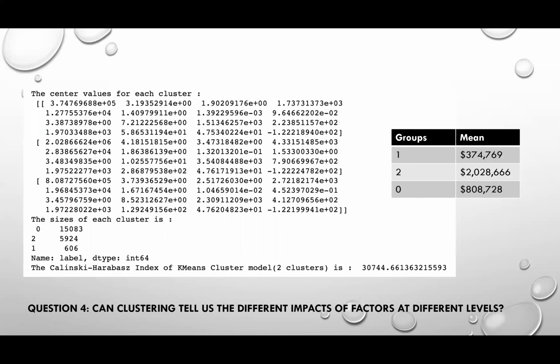So the next question is, can clustering tell us the different impacts of factors at different levels? By using the k-means cluster model, the larger the index is, the closer the class itself is, the more dispersed the classes are, and the better the clustering result is. From the above results, the clustering performance of selecting three clusters is good. From the average price of these three categories, category 2 can be defined as luxury houses. Category 0 can be defined as medium level houses, and category 1 can be defined as low level houses.